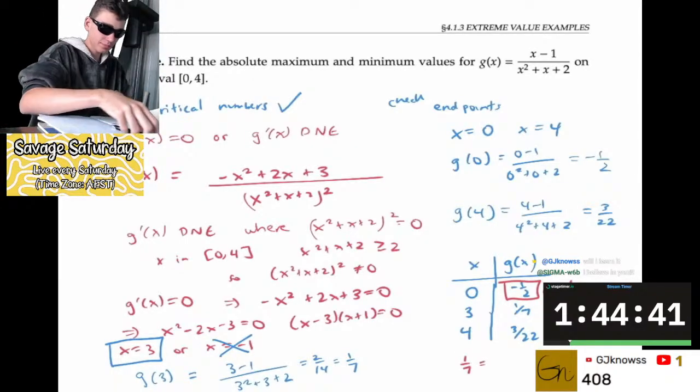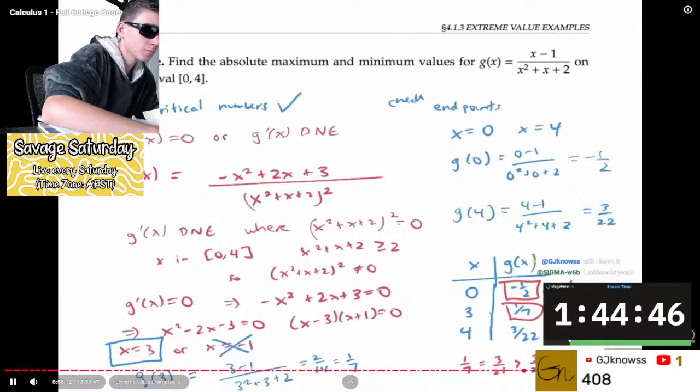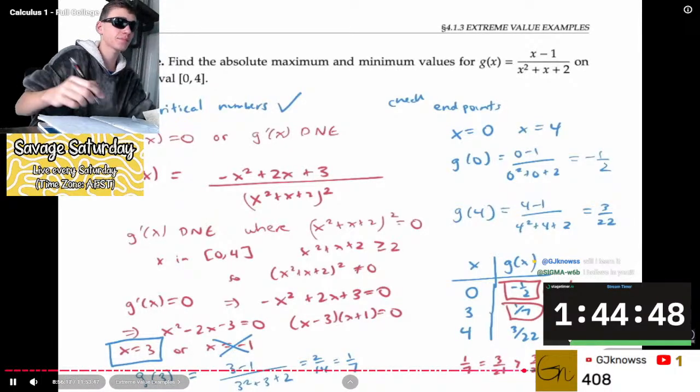Now, 1/7 is the same as 3/21, which is going to be bigger than 3/22. So 1/7 is our absolute max value. We can confirm this by looking at a graph of our function g.